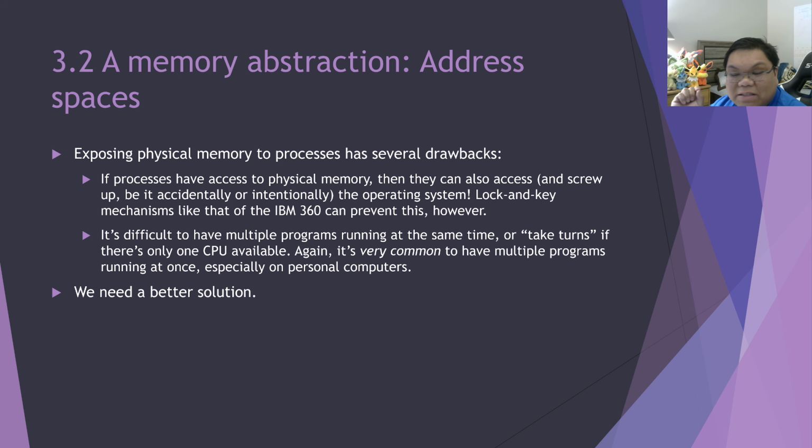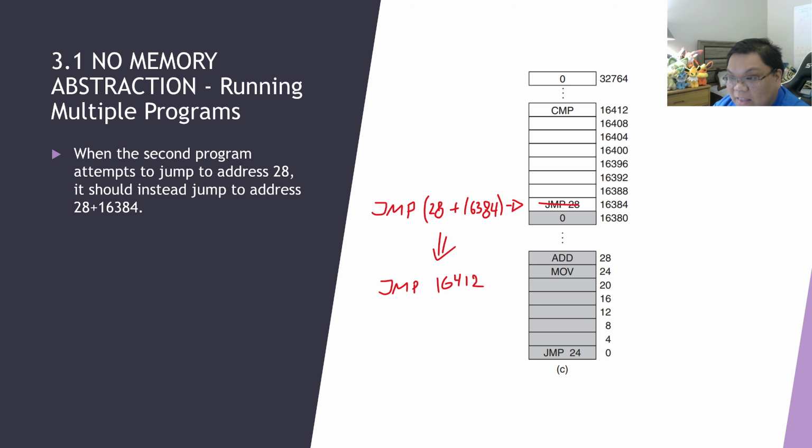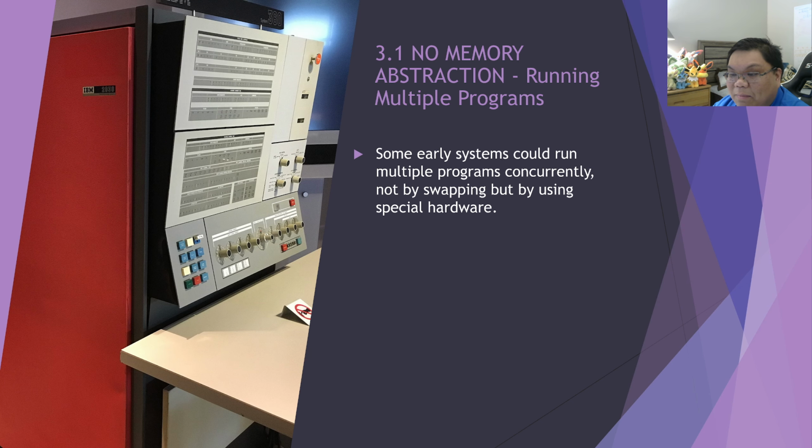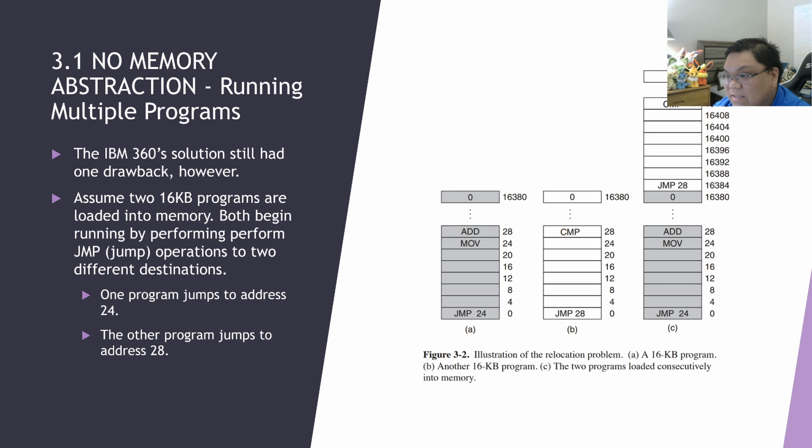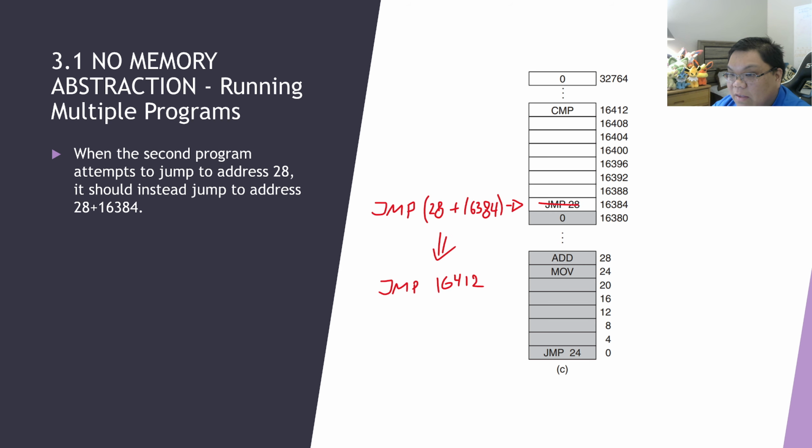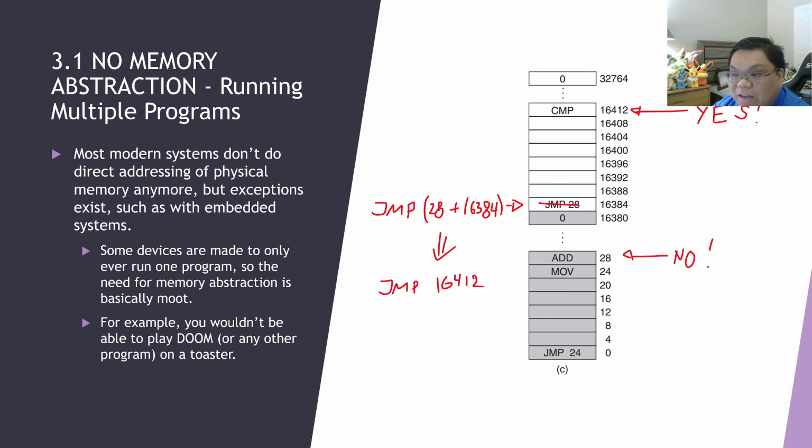Lock and key mechanisms. The mechanism that I talked about for the IBM 360, that is a lock and key mechanism. It is a way of making sure processes don't access the memory allocated to other processes, but it does not resolve the relocation issue. It solves one problem, but not the other. We need to solve both problems if we want something that we can use in a general sense.